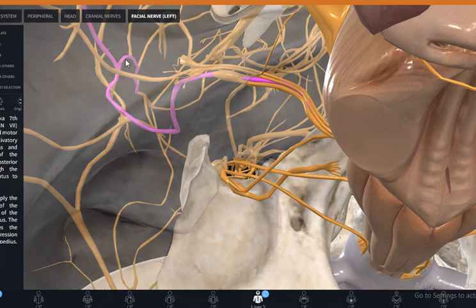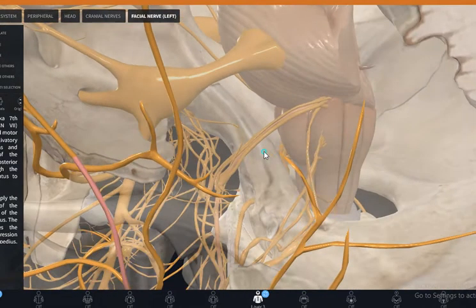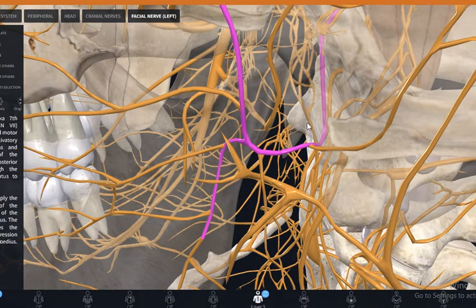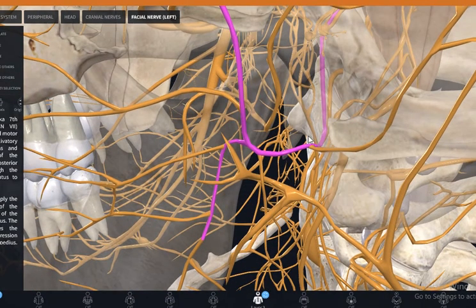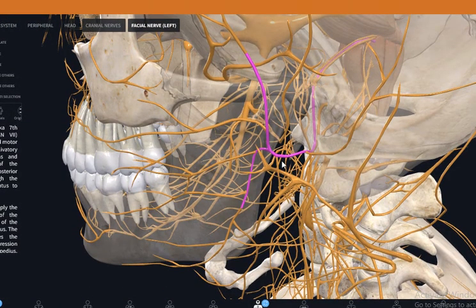As it courses inside the internal ear, it's going to come out of the temporal bone of the cranial fossa by using the stylomastoid foramen. So the stylomastoid foramen is going to be located here. It's going to come out at this position. As it comes out, it's going to split now into different branches which are located here. We know that we have 5 main branches of the facial nerve.